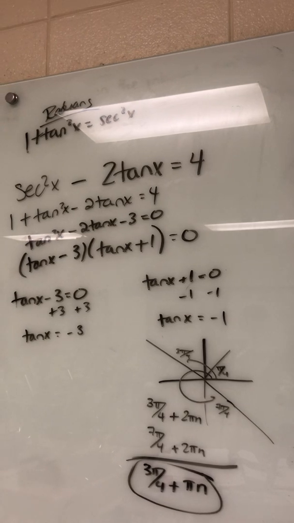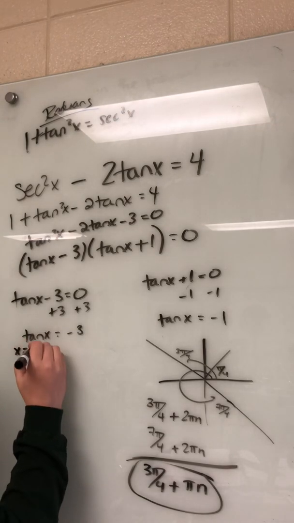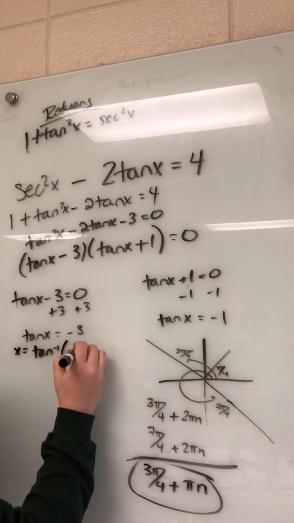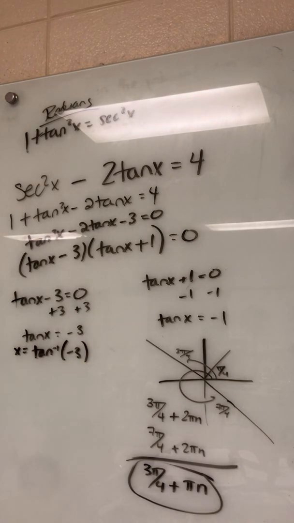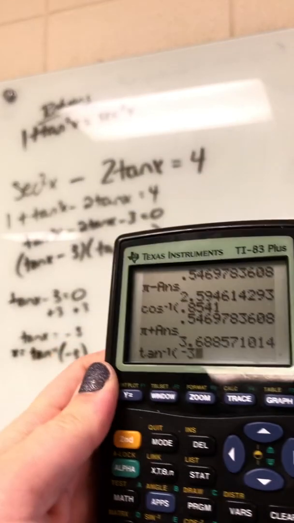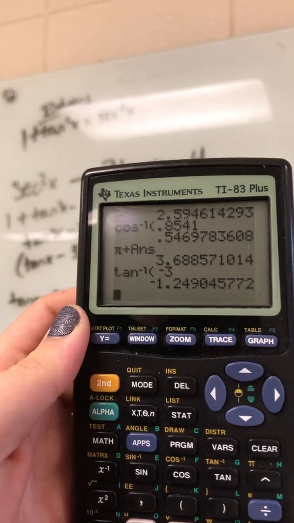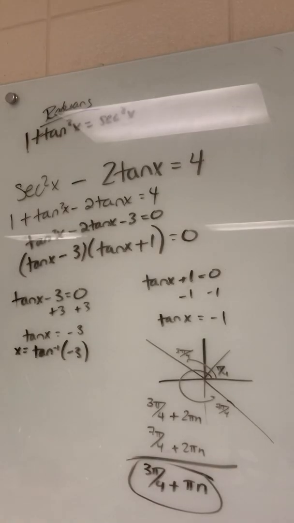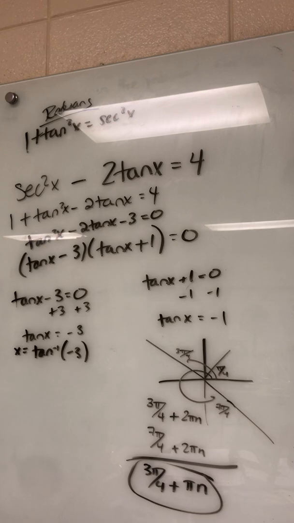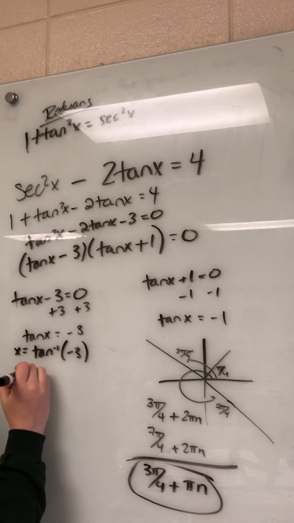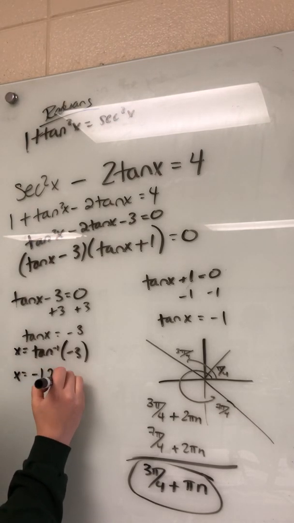Okay, now let's focus on the other side. So tangent of x is equal to negative 3. Check your calculator, make sure it's in radians, because this one, the only way you can solve it is to do the inverse tangent on both sides of negative 3. So I'm plugging this in my calculator. Inverse tangent of negative 3. And I get negative 1.25. I'll do 2 decimal places for this one. So x is negative 1.25.